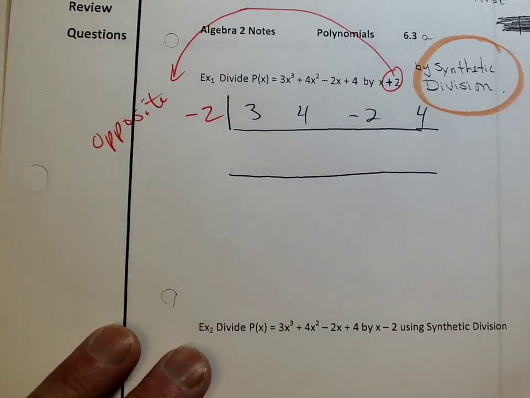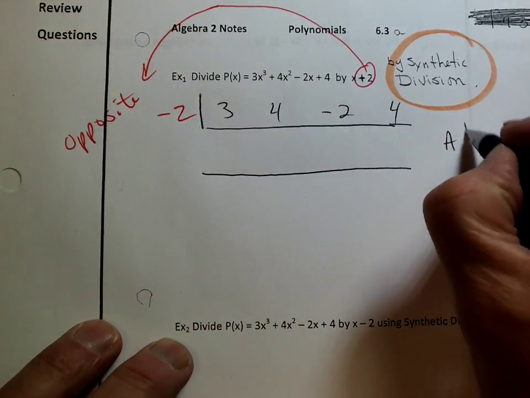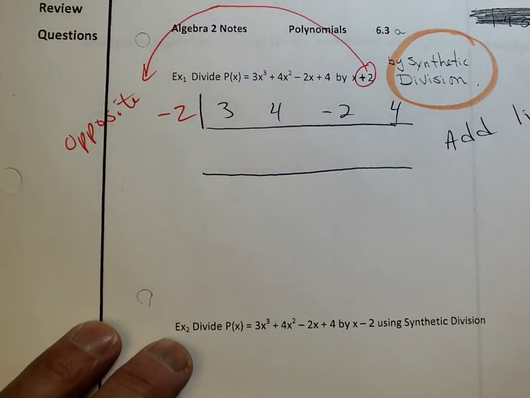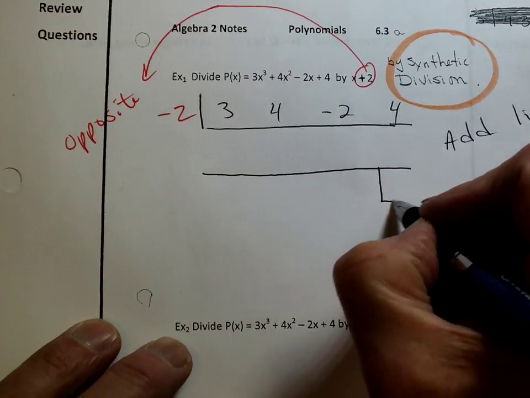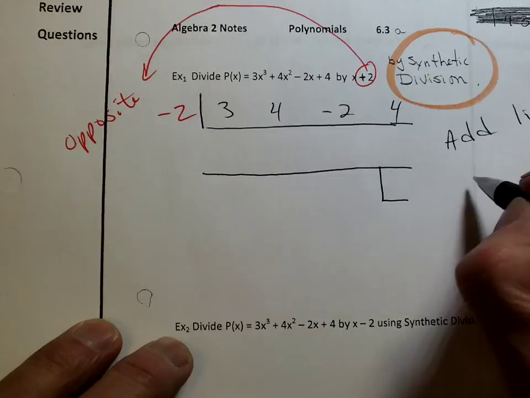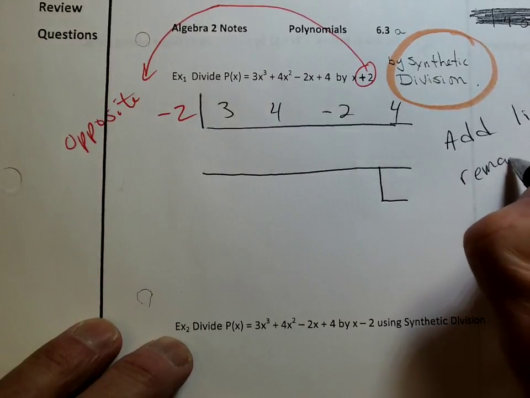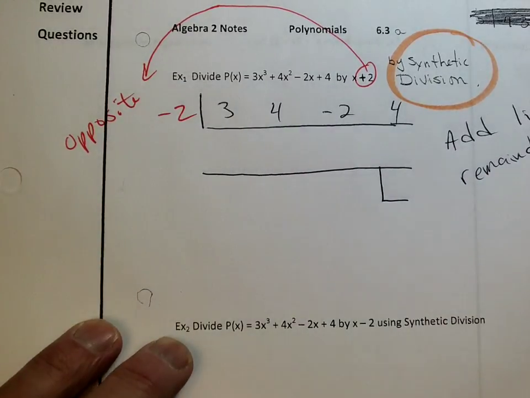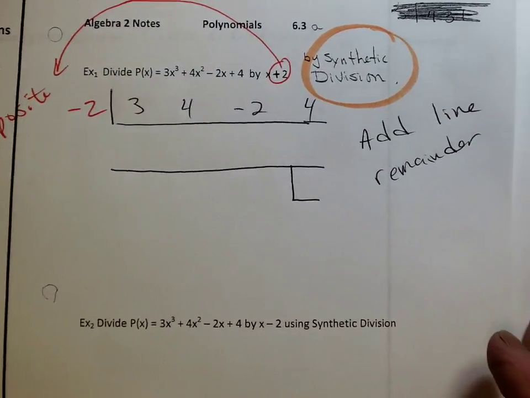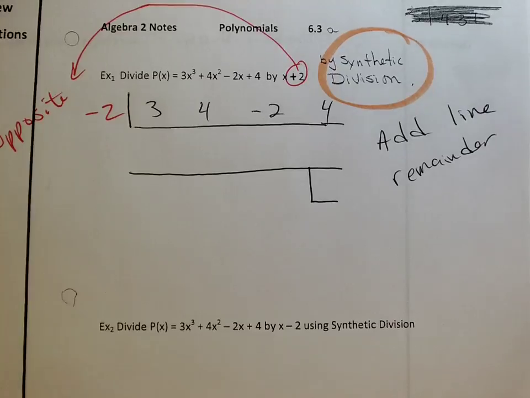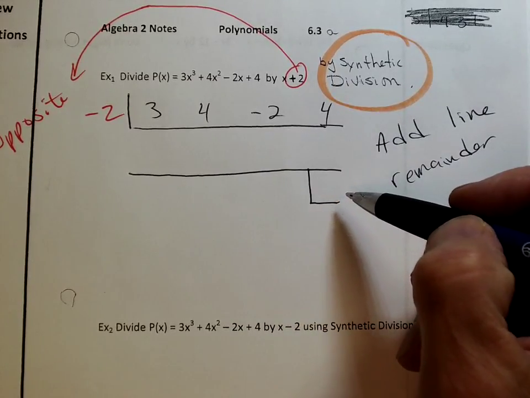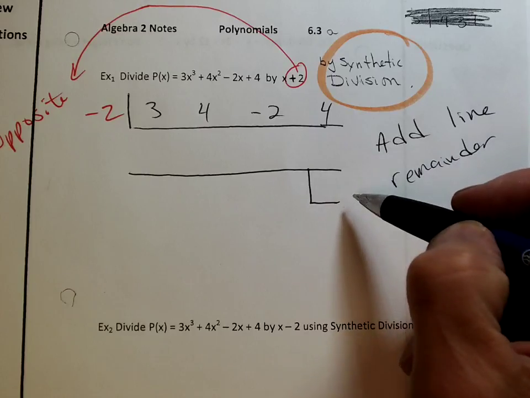But let's add. Okay, now the next thing we do is draw a line down like this. This is what I call my add line. And I'm going to put a little box down on the bottom below the last term. This is my remainder. So I put a little box right here, right below the very last term, and whatever pops into here is my remainder, okay?